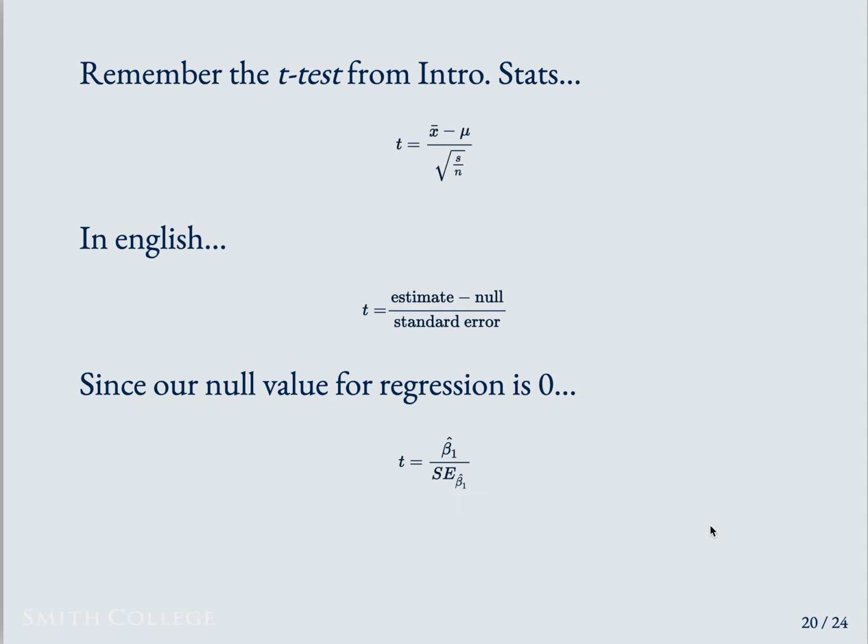So our test statistic, if you remember from intro stats, is this equation for a t-test, where we had x bar minus mu, the sample mean minus the population mean, divided by the standard error. And in English, that's essentially just our estimate minus the null divided by the standard error. And since our null here is 0, our test statistic for a regression slope is this beta estimate over the standard error of that beta estimate. I'm not going to talk a ton about how the standard error is derived or what that is, but if you want to know, we can certainly talk more about it, and in fact, it'll come up a little bit more later this week.